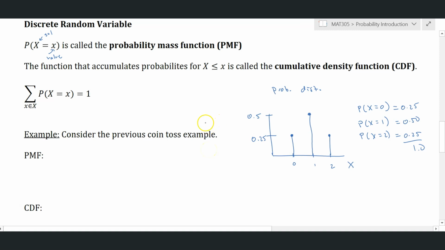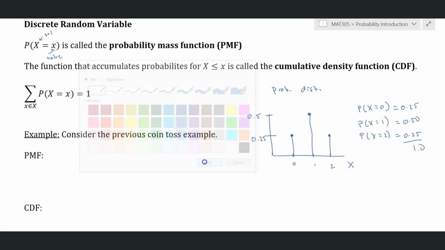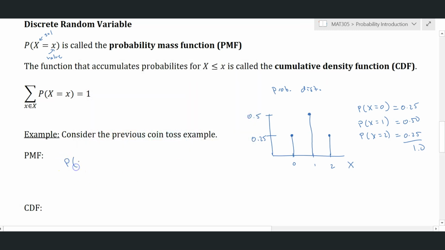Now, if you actually looked at the probability mass function, without getting too much into the details here, the probability that x is equal to little x, in our case, would be first of all, the number of ways to get, out of 2 coin tosses, exactly 1 head. Let's think about how we would compute this.